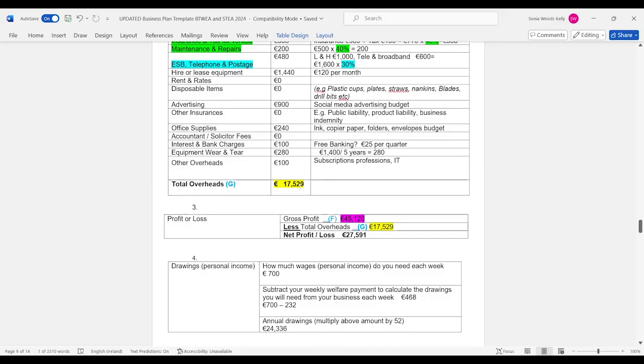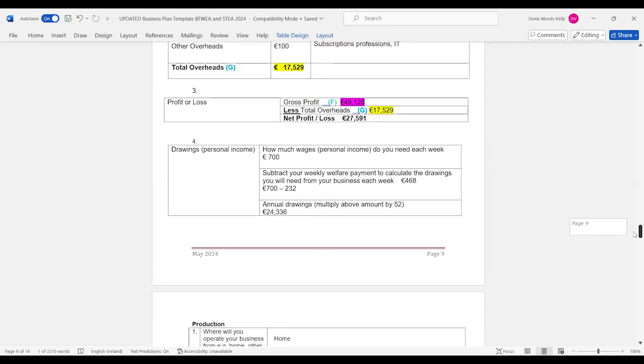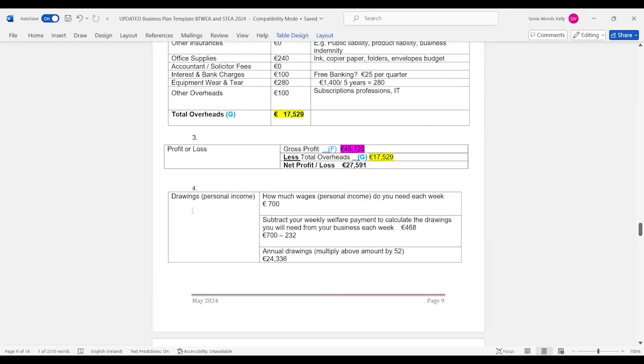The total overheads that I've just calculated here, 17,529, whatever that figure is, is included here. And the difference between the two is my projected overall profit or loss for the first year of trading. So in this example here, my projected profit is 27,591 euros.